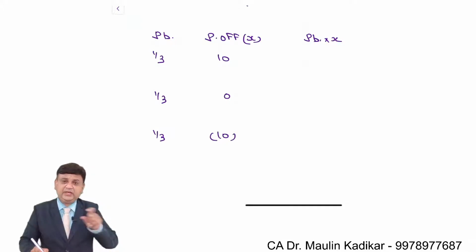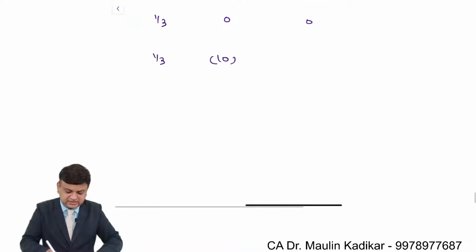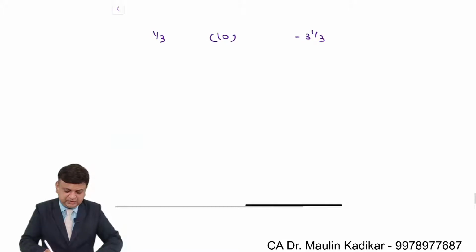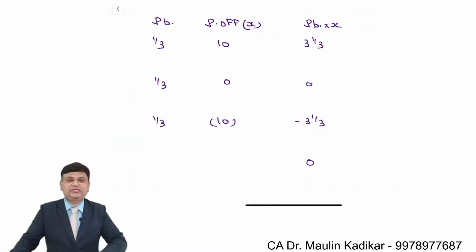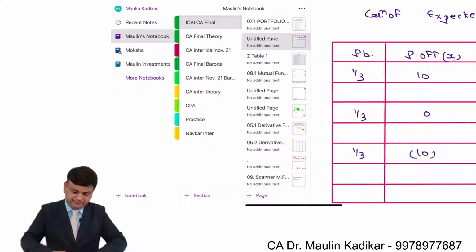So 1 by 3 into 10, you receive 3 1/3. In the next case it is 0. And in the last case it is negative 3 1/3. So the amount of the expected payoff is going to be 0. This is the way the answer of the first question, expected payoff, can be found. So the first answer is of the expected payoff, and that is 0.